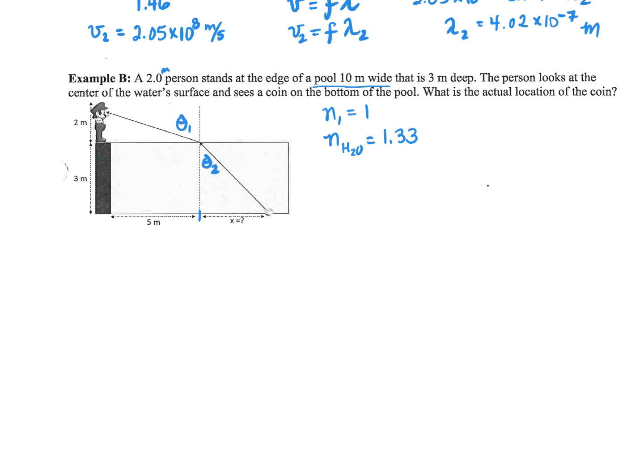Good old trig. So let's figure out what we've got here. Let's pick a different color. We have a right triangle right here, don't we? And we know this is 5 and this is 2 because he's 2 meters tall. So to find theta 1, we know that tangent of theta sub 1 is opposite over adjacent, right? 5 over 2. So theta sub 1 is inverse tangent of 2.5, right? So what's the inverse tangent of 2.5?